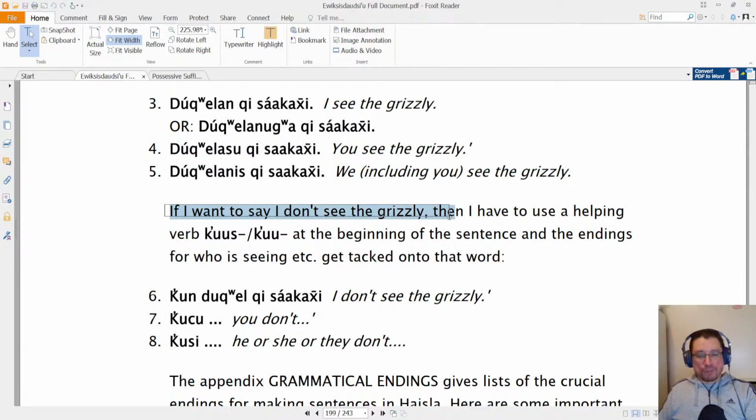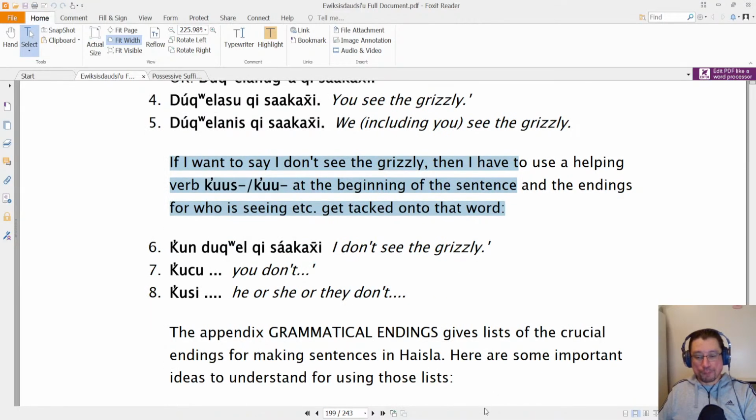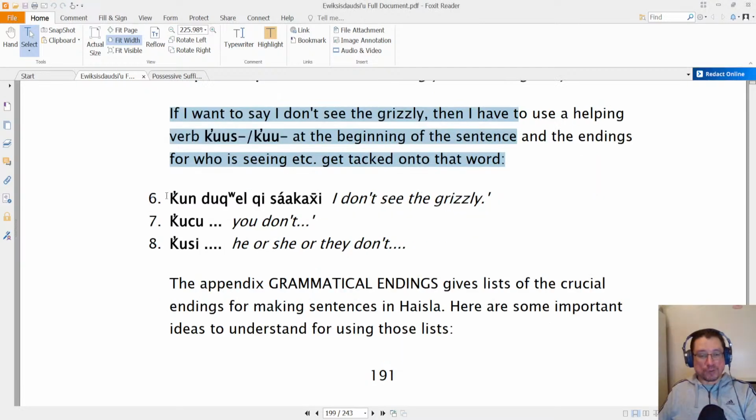So if I want to say I don't see the grizzly, then I have to use the helping verb kyus or q at the beginning of the sentence, and the endings for who is seeing get tacked onto that word. So it's a bit of a different procedure here, where we're seeing some different examples of the word structure. This first one is kyun dukwil kai sa kyahe. And this means I don't see the grizzly.